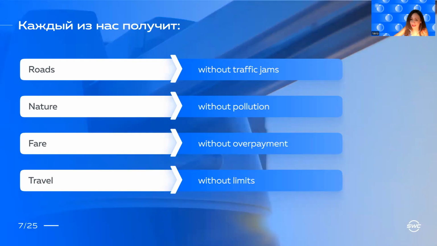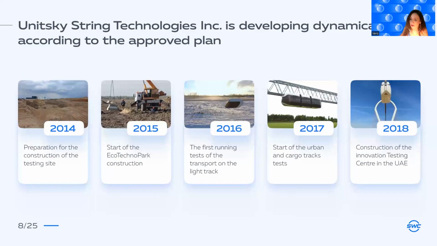The world will receive in the near future roads without traffic jams, nature without pollution, fare without overpayment, and travel without limits. Unitsky String Technologies is developing dynamically according to the approved plan. For example, we started in 2014 with the preparation for the construction of the testing site. In 2015, we started the Ecotechno Park construction. In 2016, the first running tests of the transport on the light track.